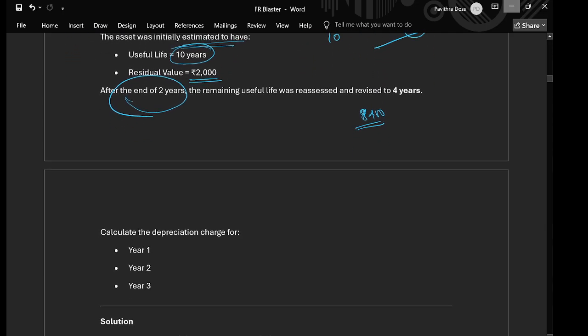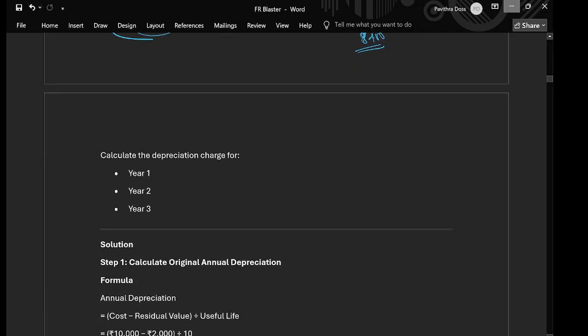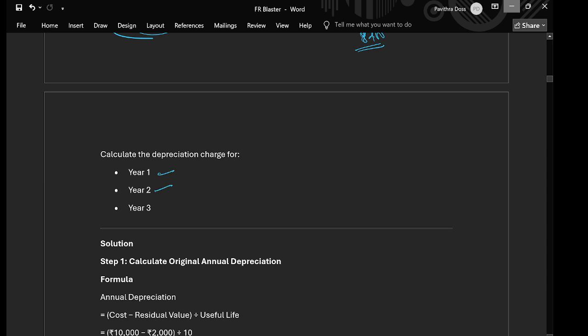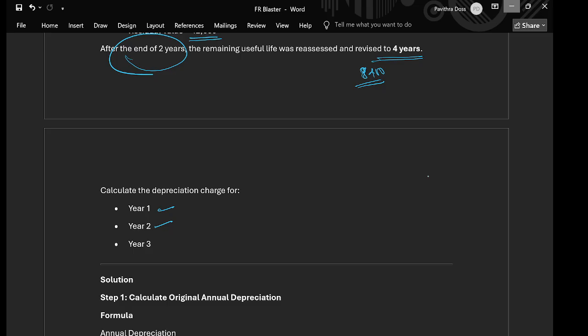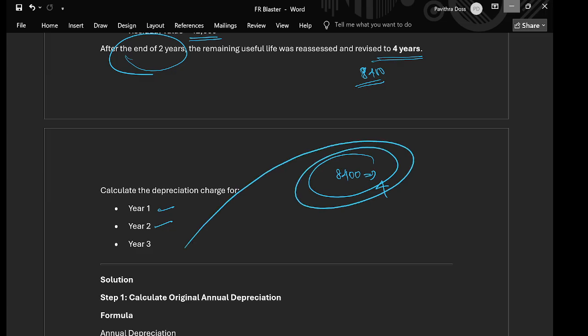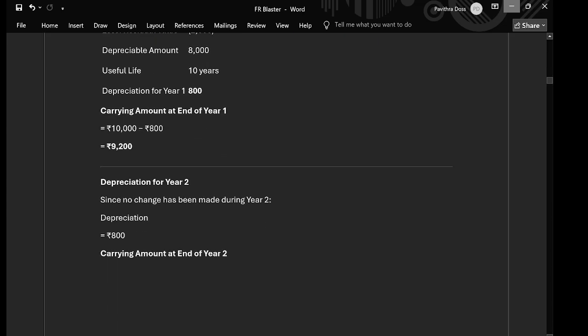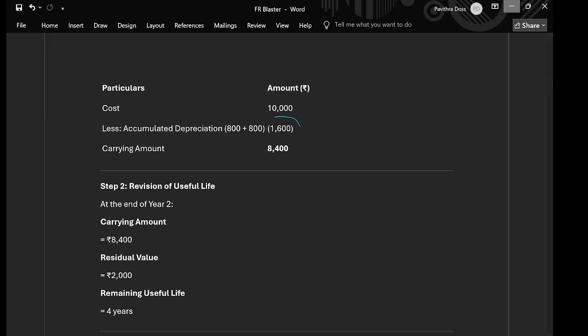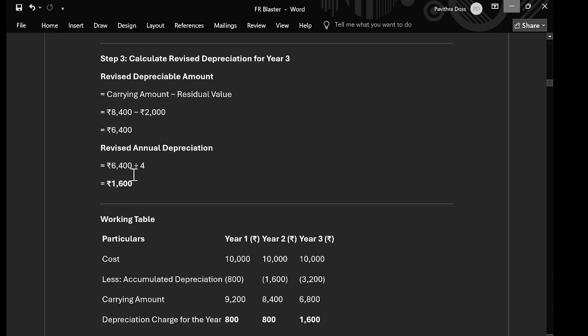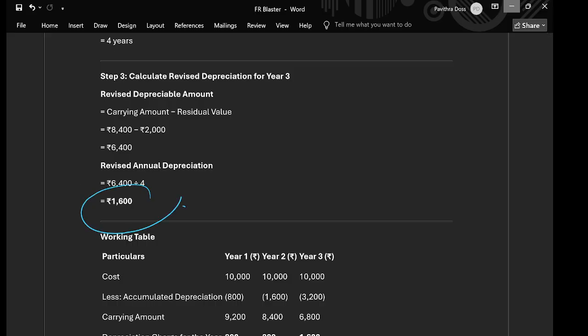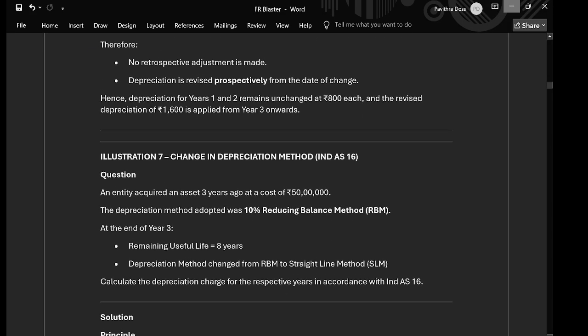Okay, so after that it is being revised to 4 years. Here the depreciation is 800, and here also 800. Now the value is 8,400 at the beginning of the third year, but the useful life is going to be only 4. Now let us calculate the depreciation. Do not forget to deduct the residual value. So 8,400 minus 2,000 divided by 4. 1,600 is going to be the depreciation from now on. Just a very simple problem, but anyway, we will do it because they have given it to us, right?